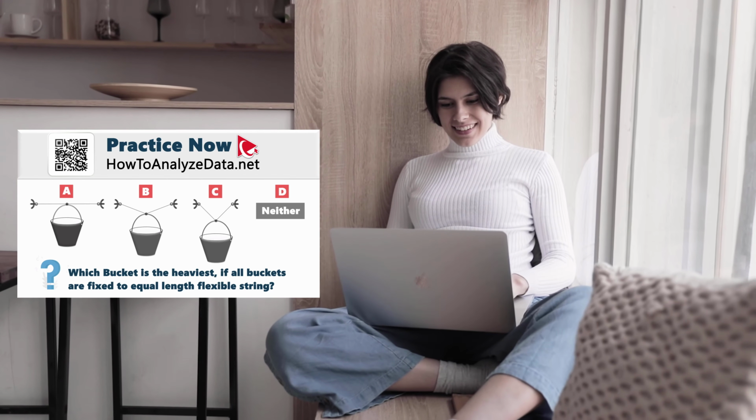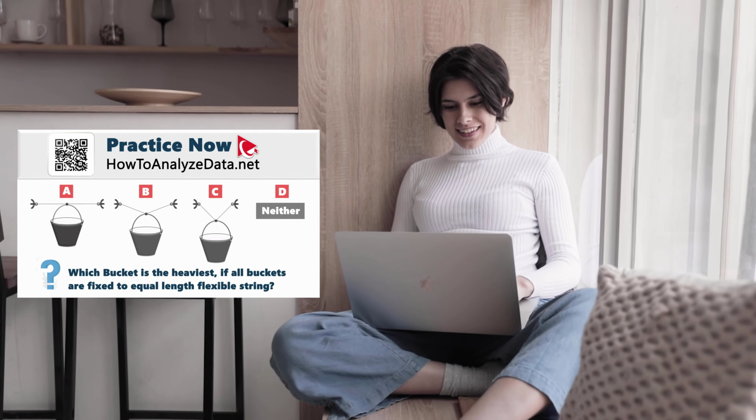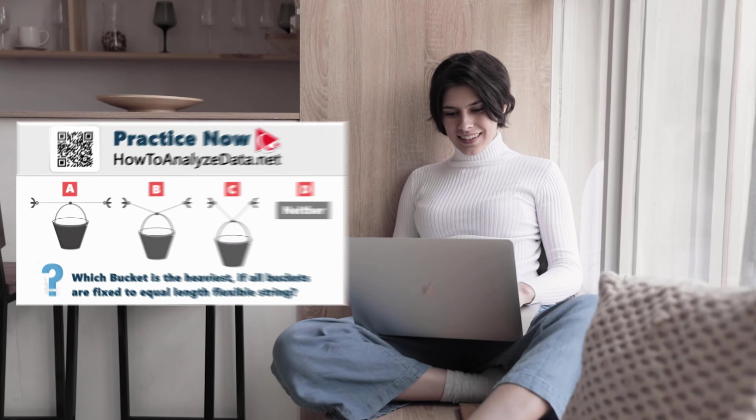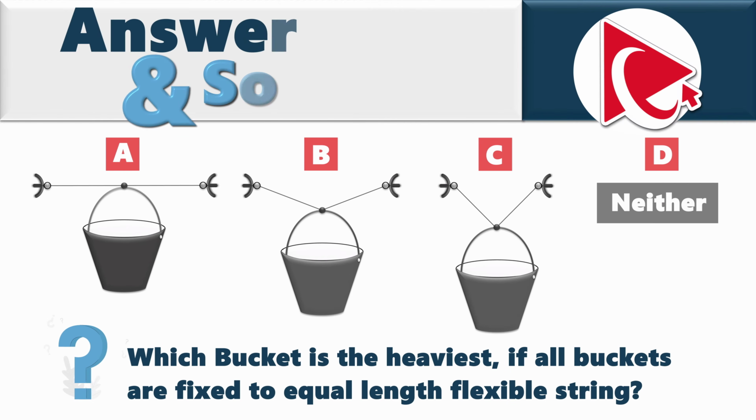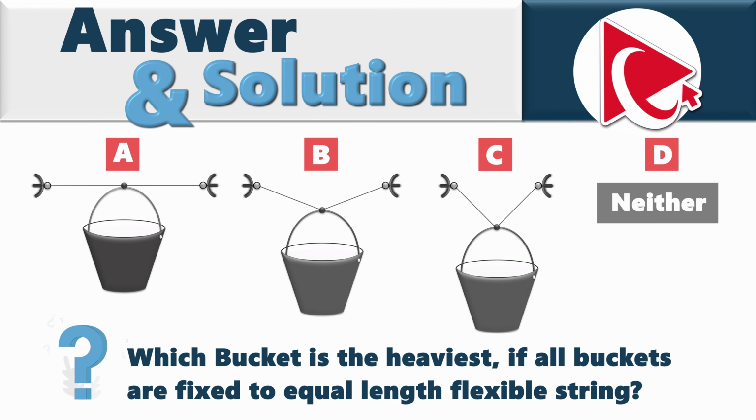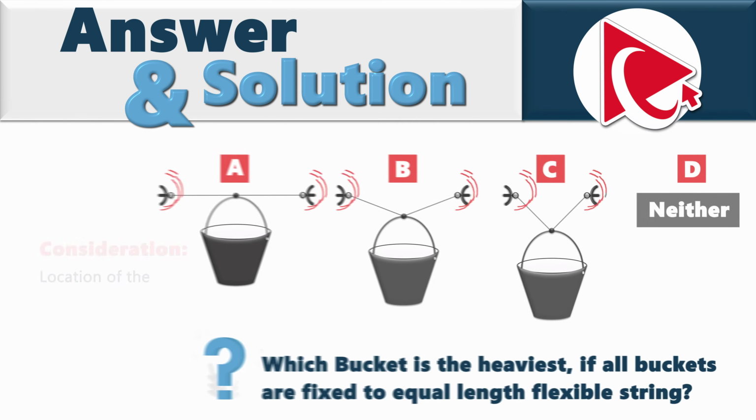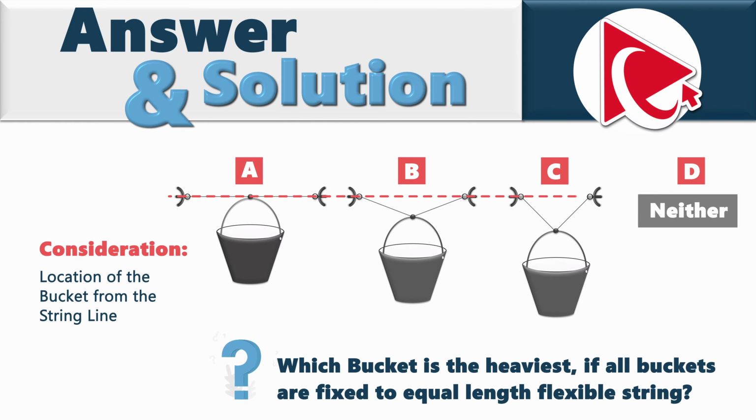Remember that every attempt, regardless of the outcome, contributes to your growth and development. To get to the answer, let's first look at the question in more detail. We have 3 buckets. Each bucket is connected to the string connectors with a string of the same length. All string connectors are on the same string line. And what we can visually see is that bucket A is in the highest position, bucket B is a little bit lower, and bucket C is in the lowest position.